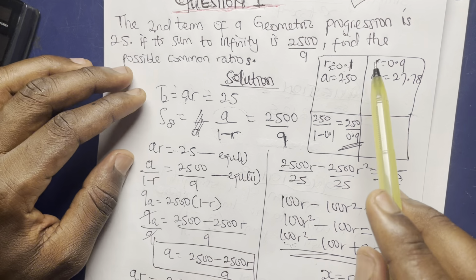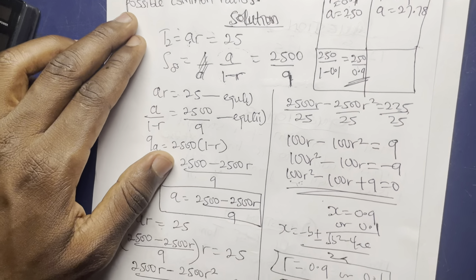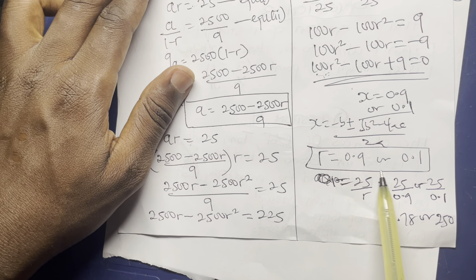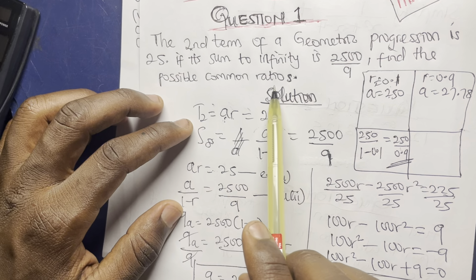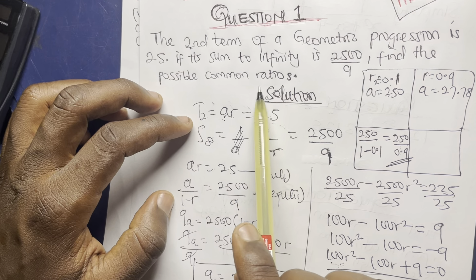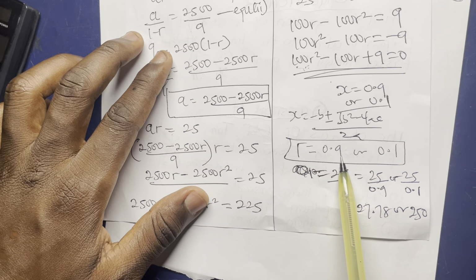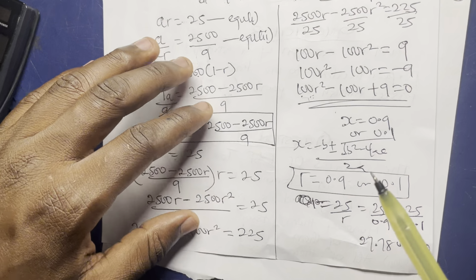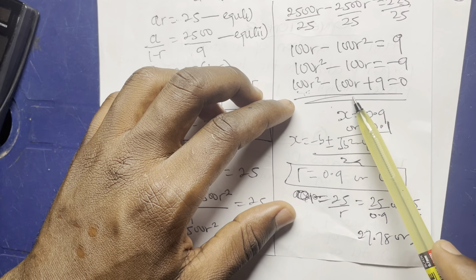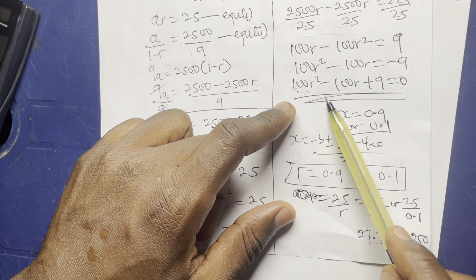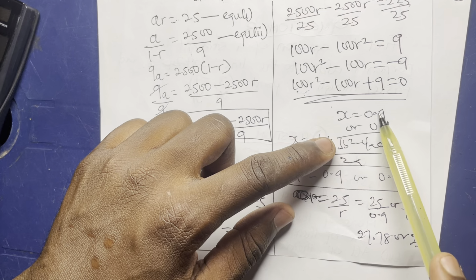So that means our answer is that the common ratio is 0.1 or 0.9. Here they said find the possible common ratios, that's plural, common ratios. So our answer is r equals 0.9 or 0.1. Good. Ensure you solve this one. You can use any of the methods to solve this quadratic equation. I'll just use the calculator to get the answer here.